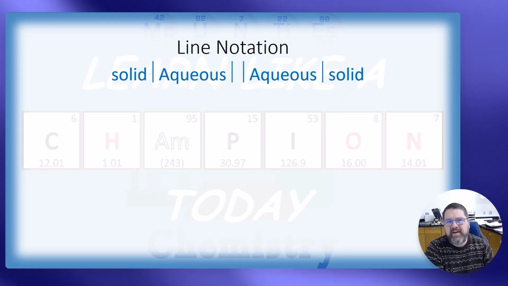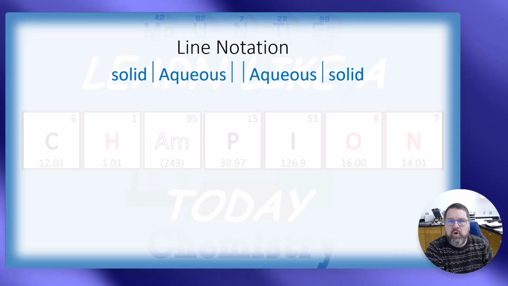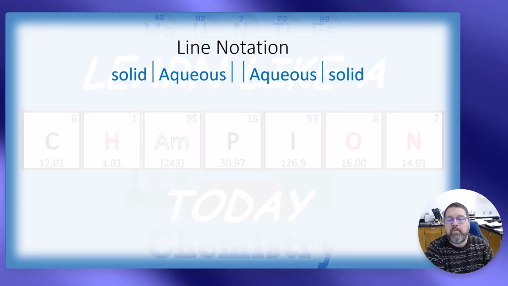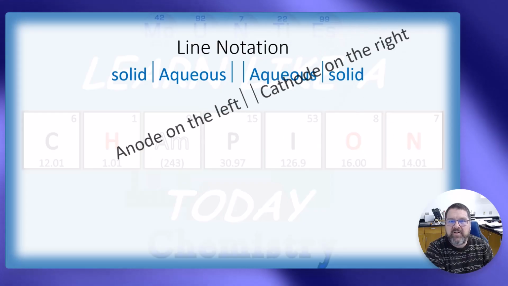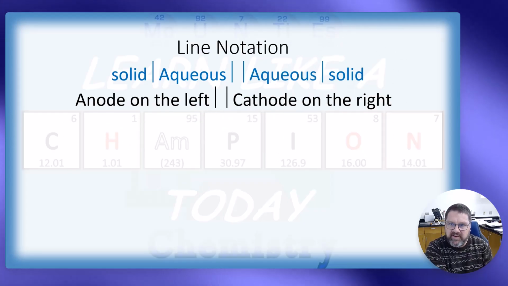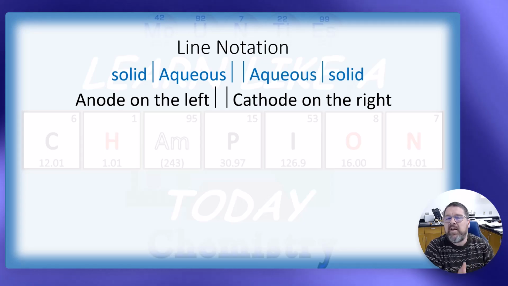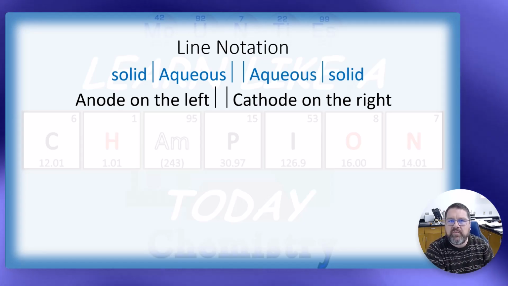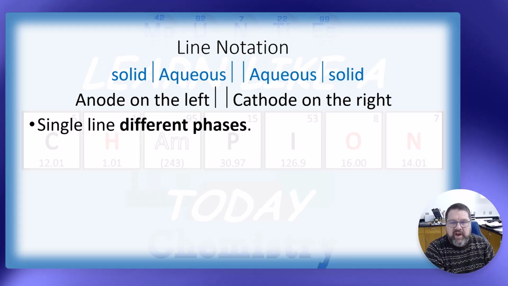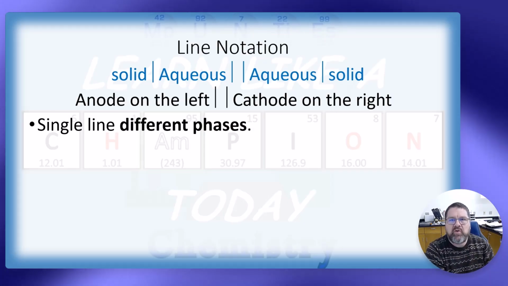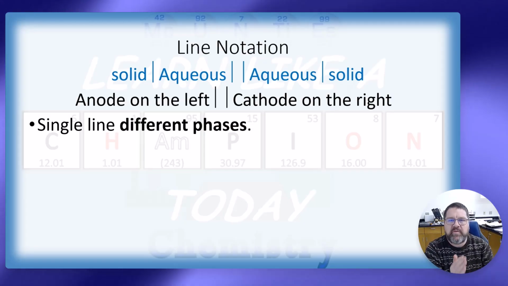And remember how I said in the voltaic cell diagram, typically we put the anode on the left. Well, the reason that we do that and put the cathode on the right is because in line notation, the anode is on the left-hand side and the cathode is on the right-hand side. So if you stay consistent, it makes it easy to go in between the different formats. All right, so what do those lines represent? Well, the single lines represent the barrier or the interface between two different phases of matter.